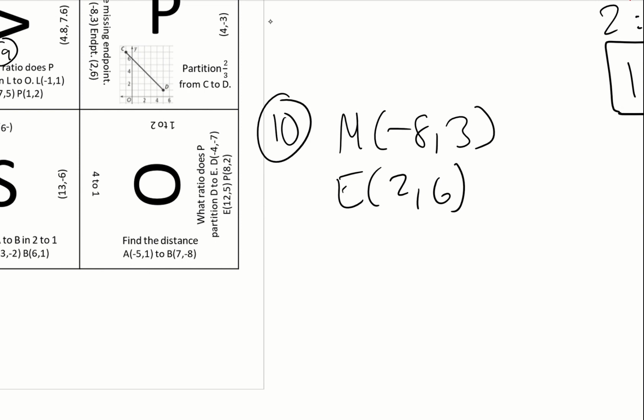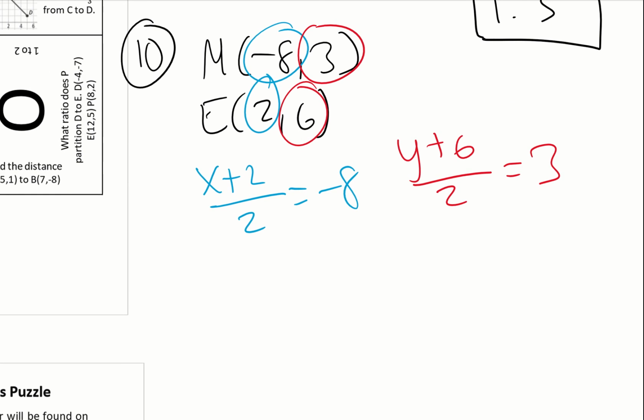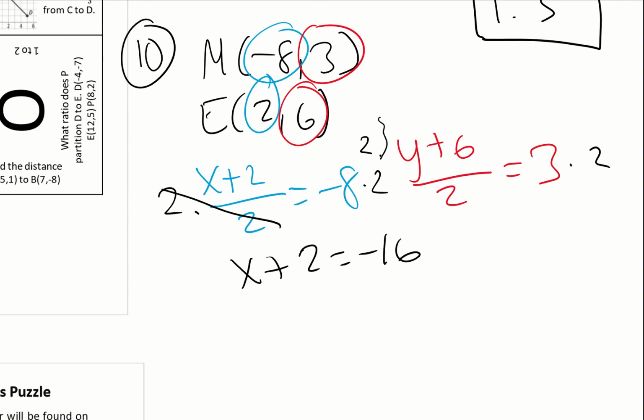All right, so remember it's equal to the midpoint. So we have (x plus 2) divided by 2 is equal to negative 8. (y plus 6) divided by 2 is equal to the midpoint, 3. Times 2 on both sides, x plus 2 equals negative 16. These are two separate equations.